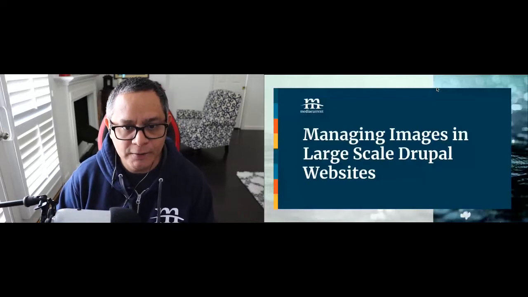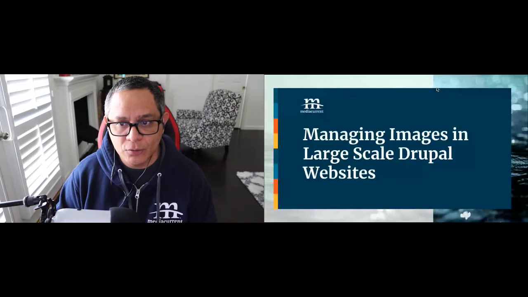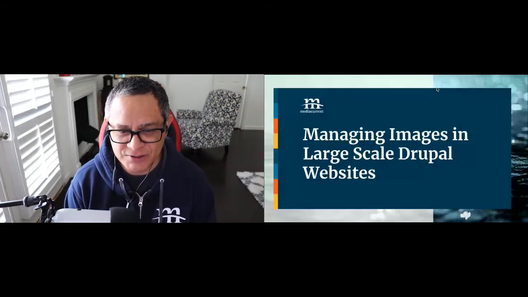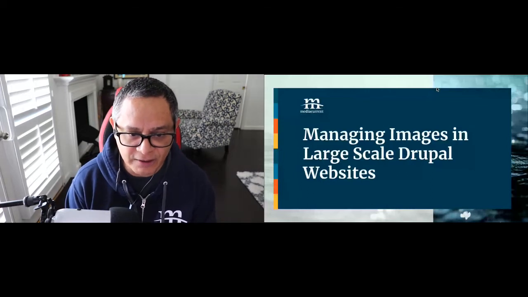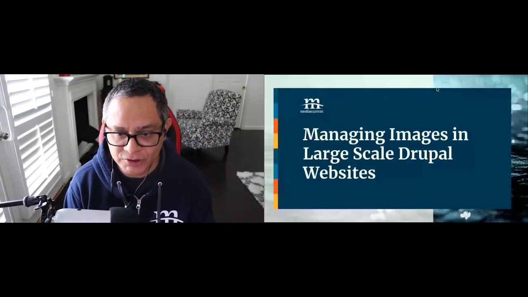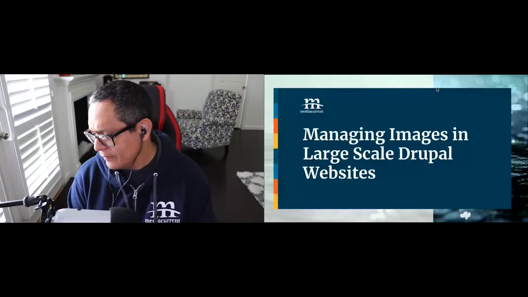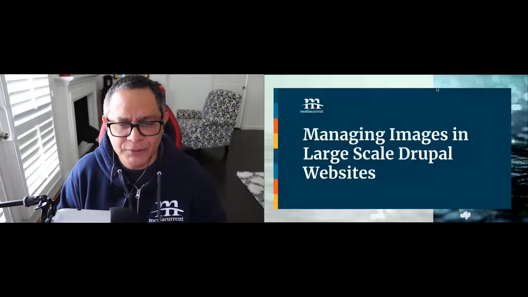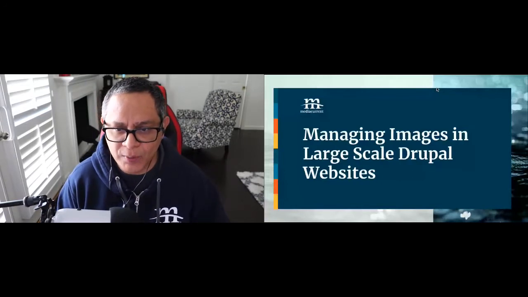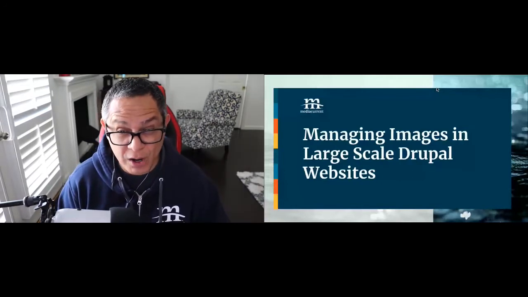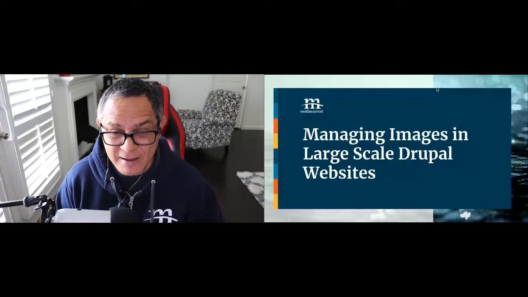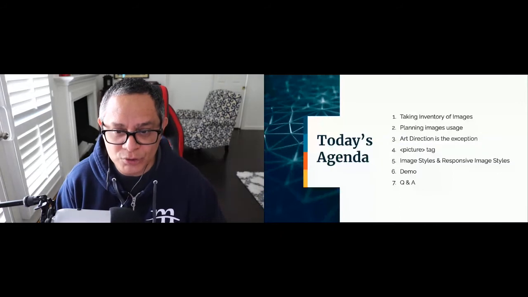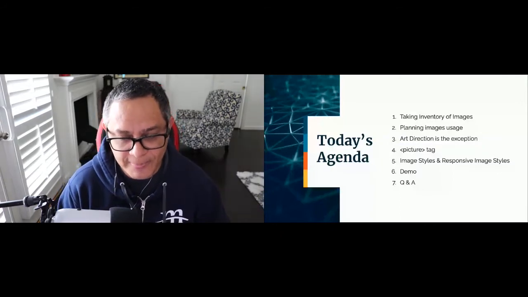So let's see here. We'll be first going over taking an inventory of images. That's very critical. I find that if you're able to do that before you start with any image configurations, it'll really make your life easier. We will talk about how to plan for image usage. We'll talk about art direction, what that is, which, spoiler alert, is when you use the picture element, and we'll talk about when to use the picture element, and how.